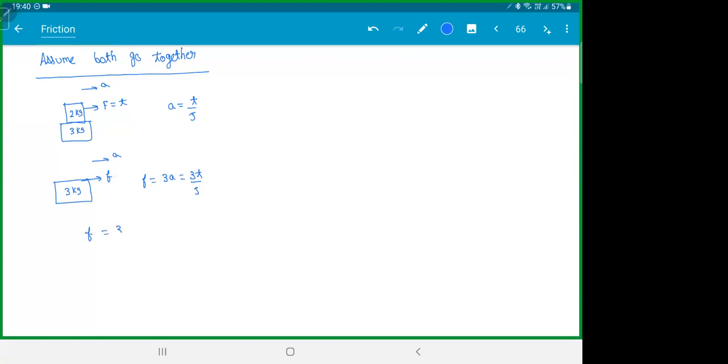And we know this friction 3T by 5 should be less than or equal to mu s N. Remember, until you slip, friction is static. So 3T by 5 is less than or equal to mu s, which is 0.3, times N, which is 20. So T will be less than or equal to 10 seconds. Clear? So up to 10 seconds, there's no slipping. They go together. Now for T greater than 10, they slip.